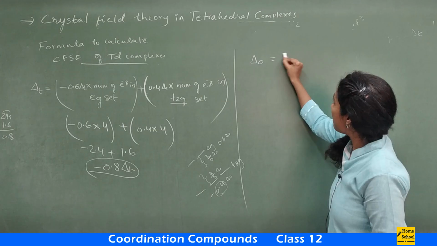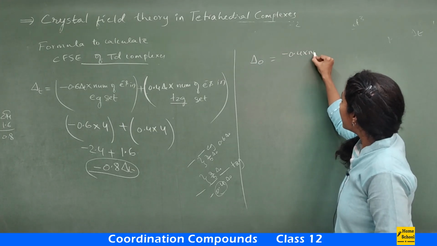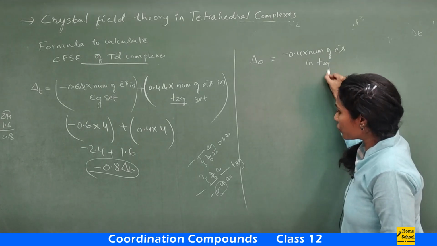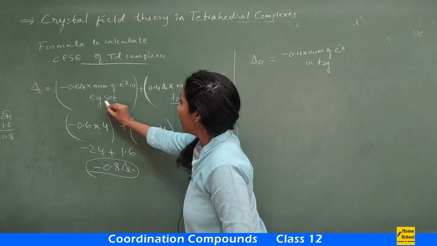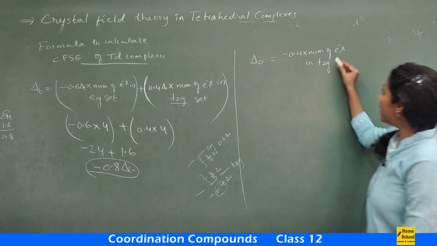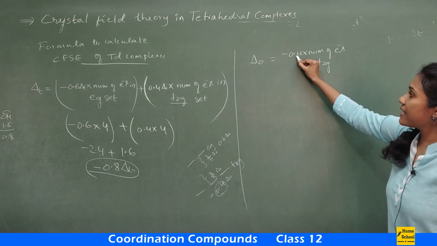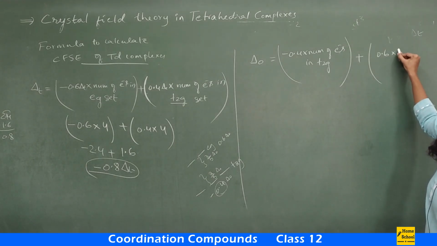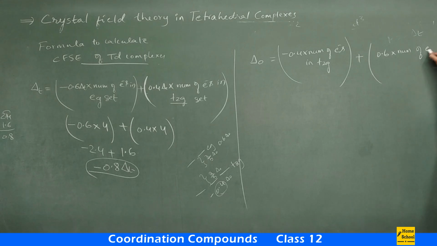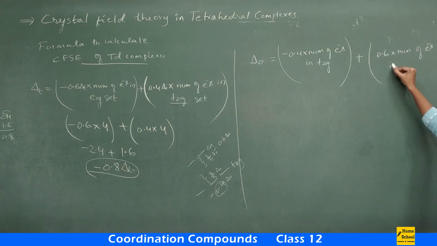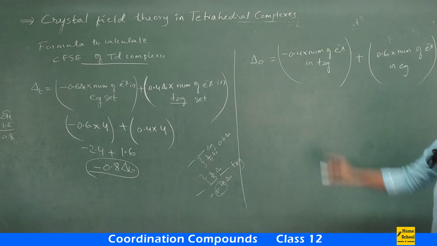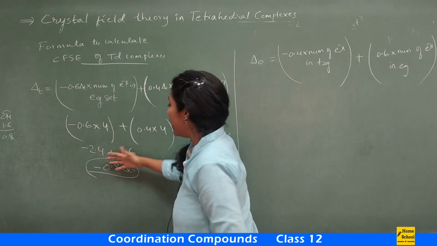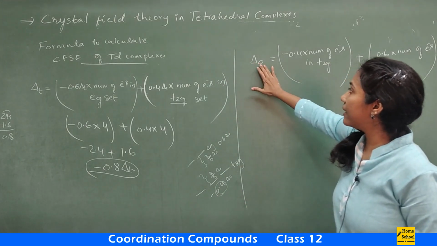This number, that is minus 0.4 into the number of electrons in the T2G set. Here came the EG set, right? Because T2G was having lower energy. Now it comes to EG. Whenever EG is there, this number, so plus 0.6 into the number of electrons in the EG set. Okay, so this is the formula, guys. Using these formulas you can calculate the CFSEs in the unit delta naught.